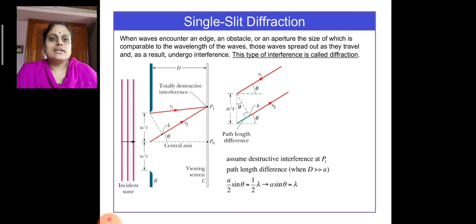Here, the path difference is shown by the green line in the figure, and a by 2 represents half of the slit width, where the slit width is given by a and the distance between the slit and the screen is given by capital D. Just refer to the angle theta which is made by the horizontal with the external point P. So for destructive interference at P, the path difference a/2 sin theta must be equivalent to lambda/2, or a sin theta must be equivalent to lambda.